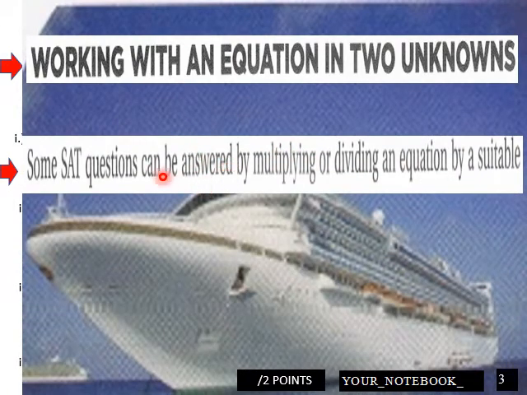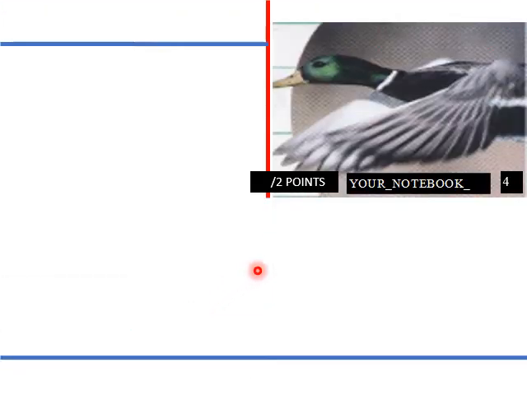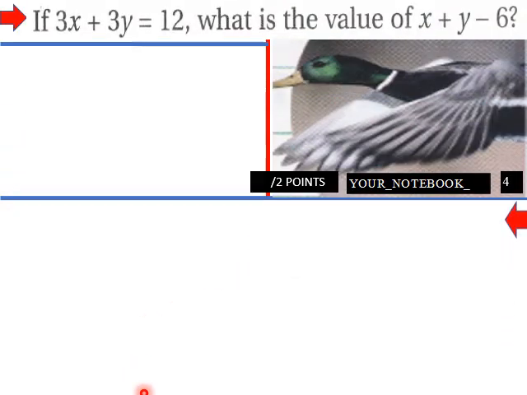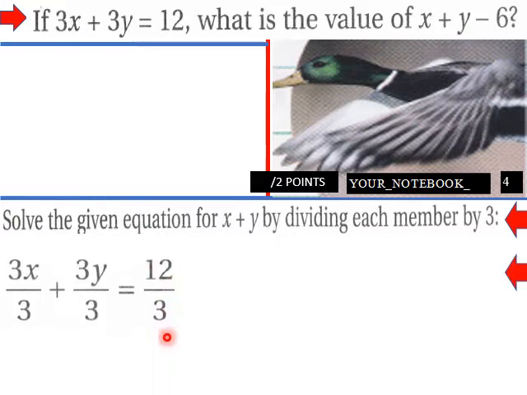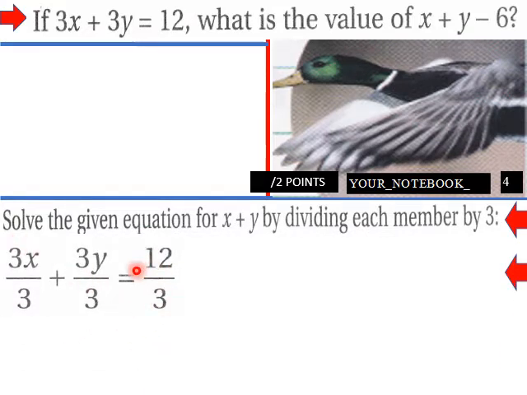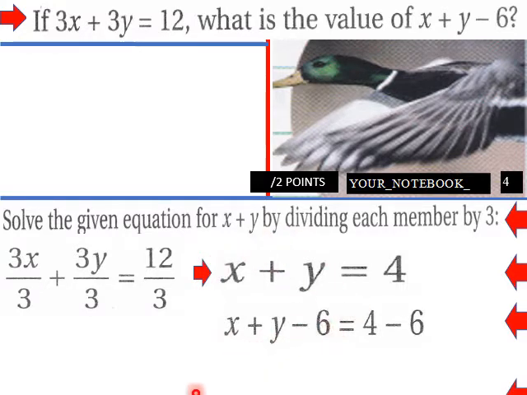Working with an equation and two unknowns, some SAT questions can be answered by multiplying or dividing an equation by a suitable number. For example, if 3x plus 3y equals 12, what is the value of x plus y minus 6? Solve the equation by dividing through by 3: x plus y equals 4. Then we set up a system of equations, and we come up with negative 2 here.